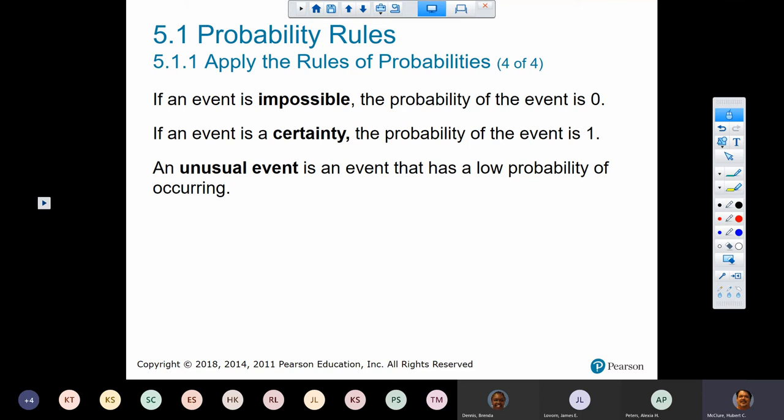And I don't agree with this slide, because I would say that if an event is very unlikely, the probability is 0. If an event is very likely, the probability is 1.